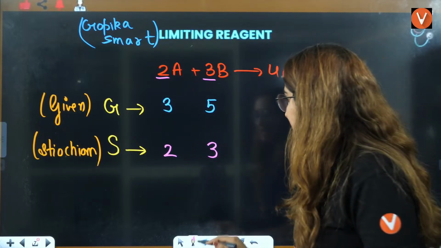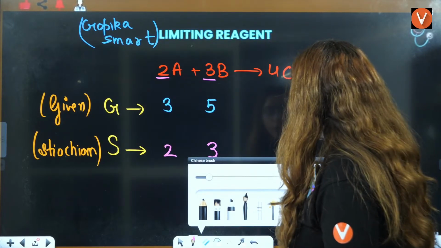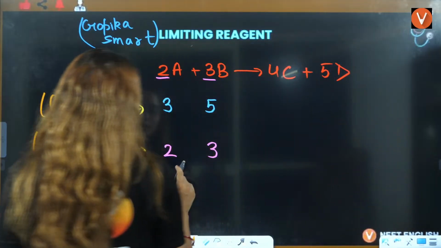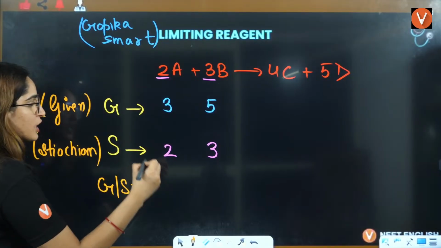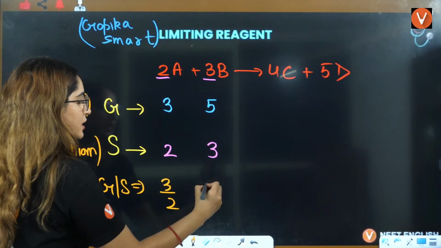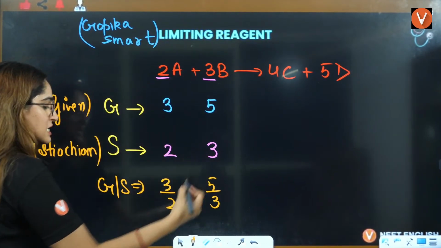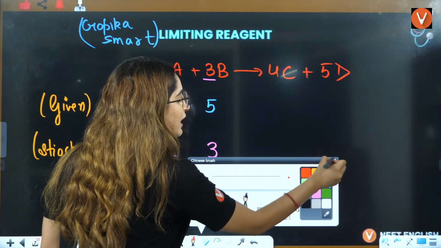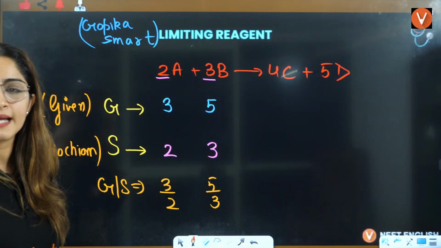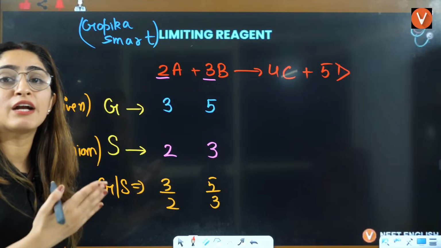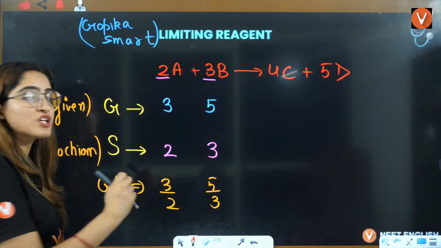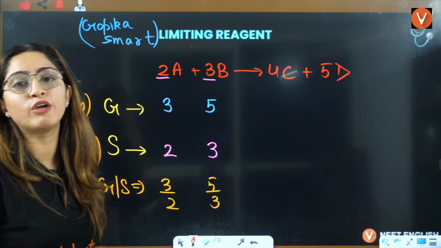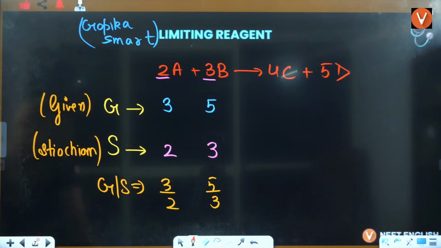Now, what you will do is, you will take the ratio of G by S here. G by S is 3 by 2. Here it is 5 by 3. Now you will find which value is lower here, right? The value which is lower is going to be your limiting reagent. Yes, everybody? Okay.